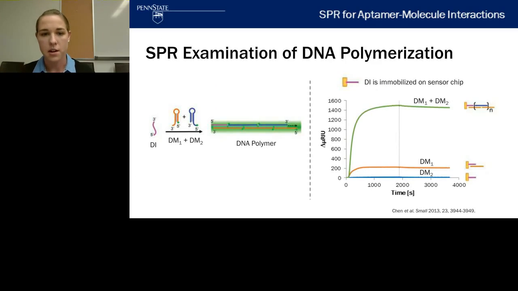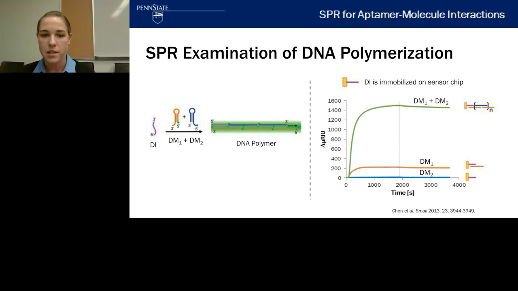We can also use SPR to evaluate the formation of DNA polymers from the surface of a chip. In this case, we'll have a linear DNA initiator structure, or DI, which is immobilized on the sensor chip, which is not shown in the sensorgram on the right. Next, we incubate 2 DNA monomers, DM1 and DM2.